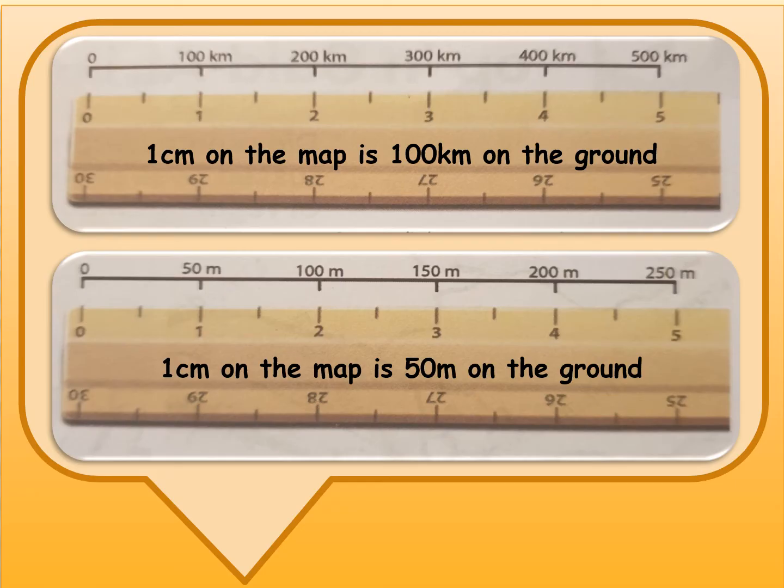Then the second ruler is 1 centimeter on the map is 50 meters on the ground. If they ask you a question, give me the distance in meters, then this is how you're going to work it out. Like the ruler shows there, north, 1, 2, 3, 4, 5. 1 is 50 meters, 2 is 100 meters, 150, 200 meters, 250 meters. So if your question asks, give us the meters, then it is this one of 50 meters. If they ask you in kilometers, then it's going to be 100. So 1 centimeter in kilometers is 100, and 1 centimeter in meters is 50. But ma'am will explain it to you properly in the class. We'll do an exercise with this, an activity.